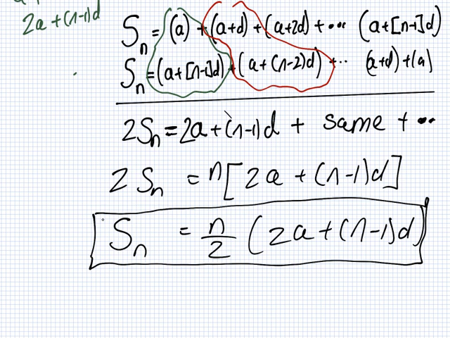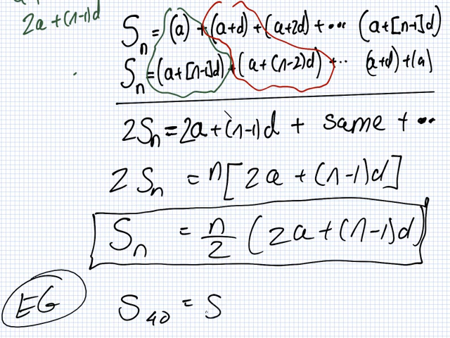So, why is this formula useful? It's useful because you can take a very big problem and just make it one small problem. Let's have a look at some examples. So, my first example is I want you to calculate S40, which will be 8 plus 11 plus 14, and keep going until you get to 125. Add all of these numbers together.